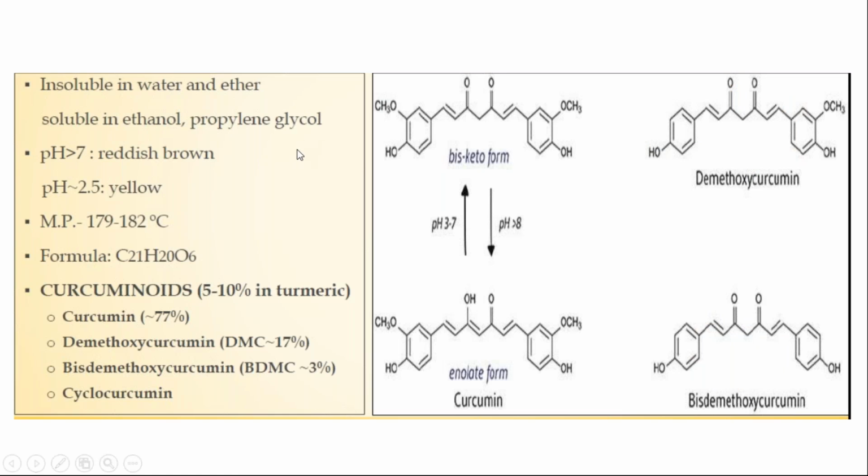Again, to make curcumin water soluble and more effective for bioavailability, researchers have tried to synthesize the glycosides of curcumin. It is reddish brown at pH 7 and it is yellow at pH 2.5. It has a melting point in the range of 179 to 182. So this color change of reddish brown and yellow is seen very well in our Indian tradition.